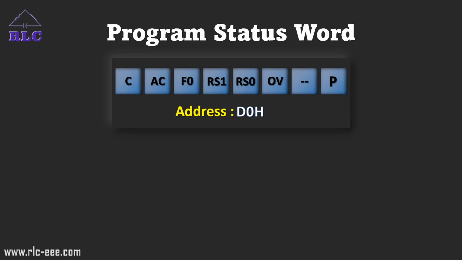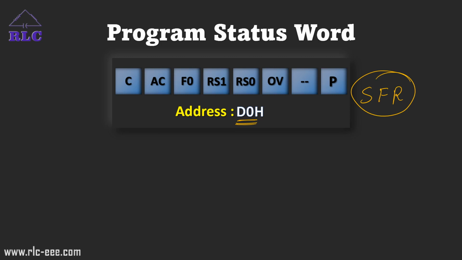Next, the program status word. It is present in the special function register. The address of the program status word in the special function register is D0H.